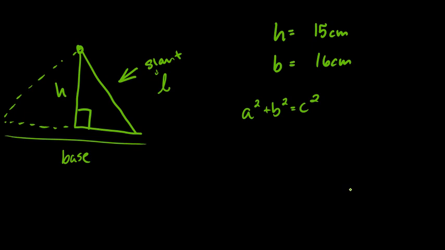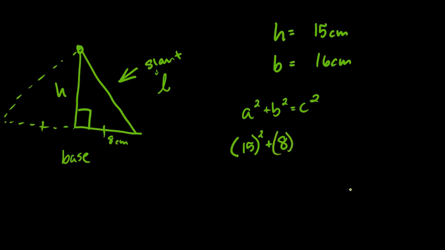So I'm going to go ahead and plug in h, which is 15, the height squared. Now the b is this part of the base here. However, the whole base is what I'm given. If the whole base is 16, and this being a regular shape, that means this is going to cut it in half, and those parts are going to be congruent. That means this is 8 centimeters.